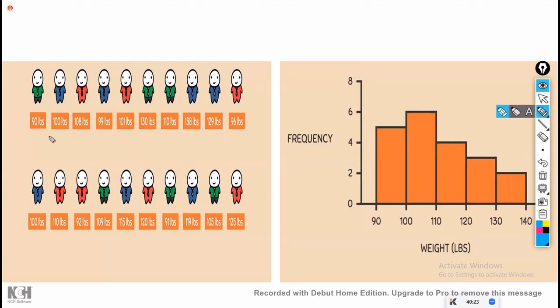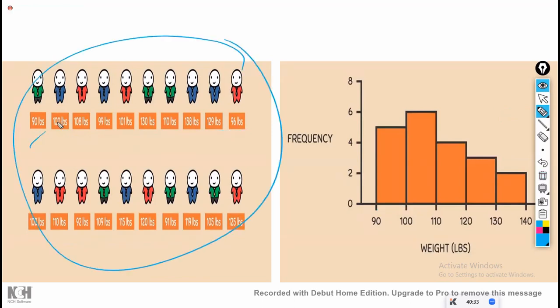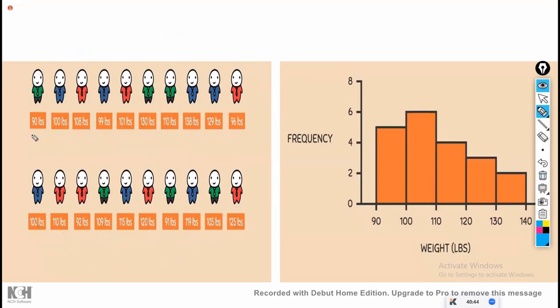Now just observe here. For the data from 90 to 100, how many data points are there? In the given data, in total, how many values are there? 1, 2, 3, up to 20. 20 data points. Out of which, from 90 to 100, how many values are there? 100 should not be included. 1, 2, 3, 4, 5 values. So you draw a bar up to a height of 5.